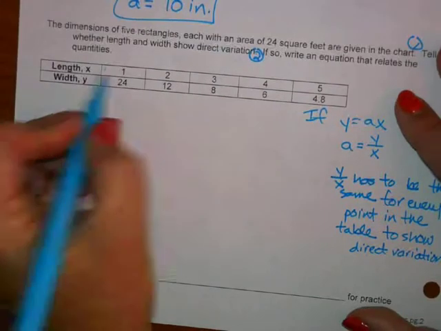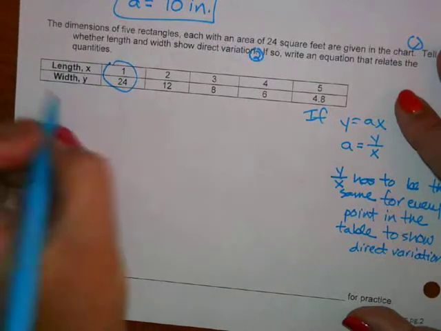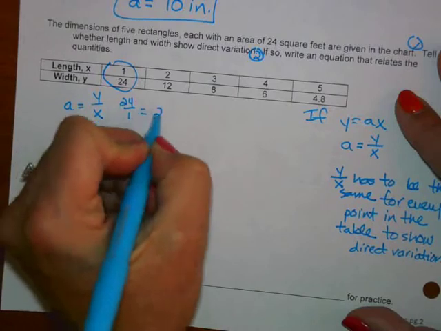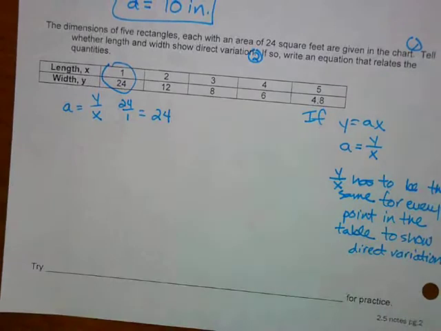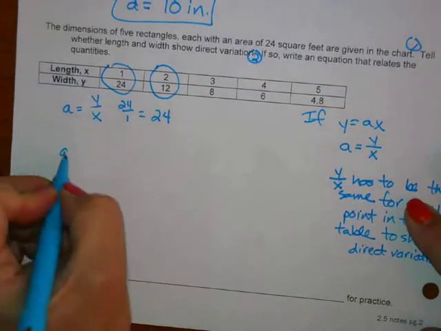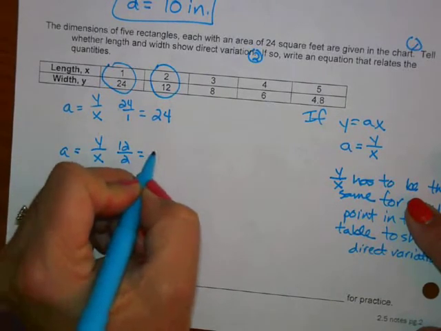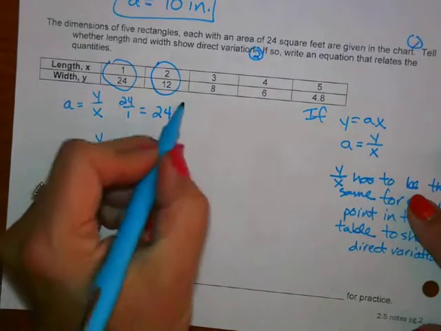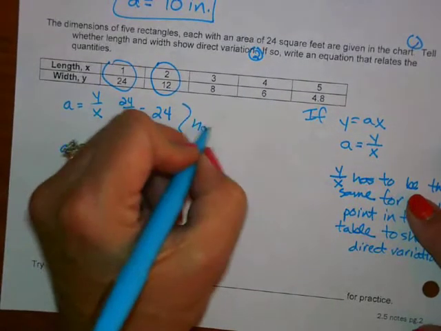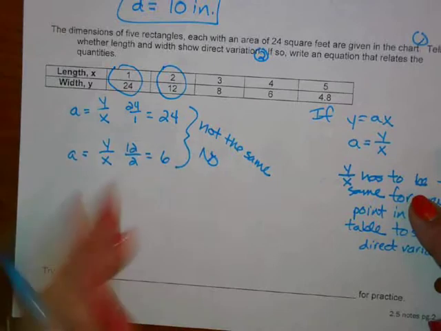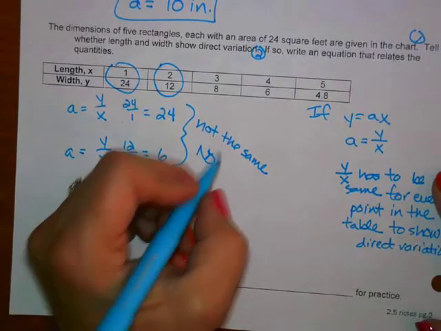So let me show you what I mean. Okay, so here's the first set of points. So I'm going to do A equals y divided by x, 24 divided by 1. For this point here, x was multiplied by 24 to get y. So that's my A. Let's see if it works for the next point. I have to get the same number for the next point. And you can probably see already it's not going to happen. 12 divided by 2 is 6. Okay, so these are not the same. You can stop right there and say, no, it does not show direct variation.